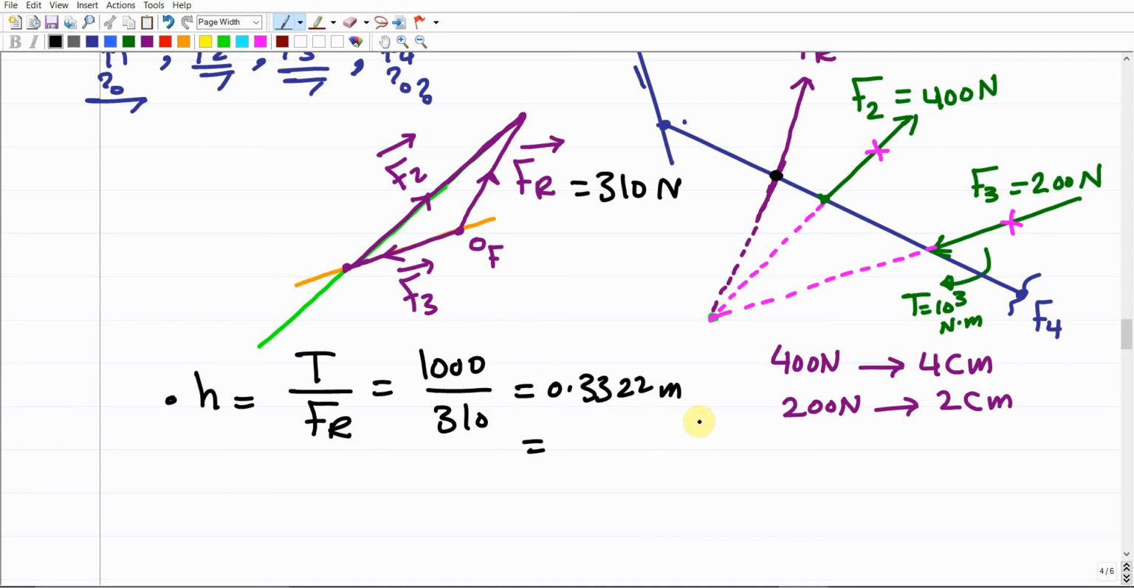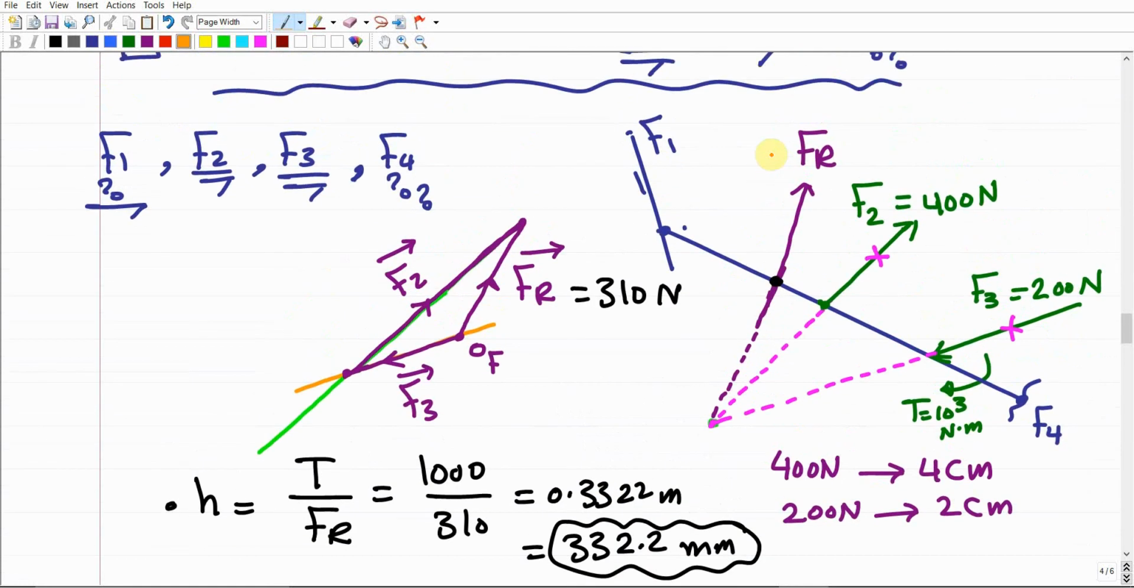Your objective is just to multiply it by 1000. You're gonna end up with 332.2 millimeter. So this is the h value in terms of millimeter. And remember that you have drawn this thing into scale with a specific scale. So you're gonna scale this value to match the scale of this drawing, and it's gonna be clear when we consider a complete example, right?